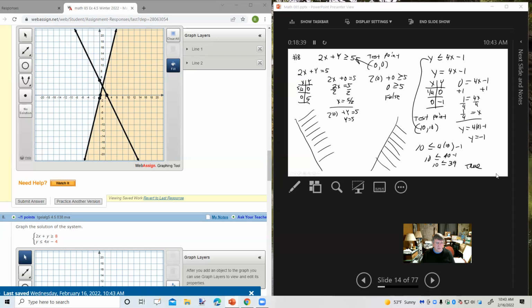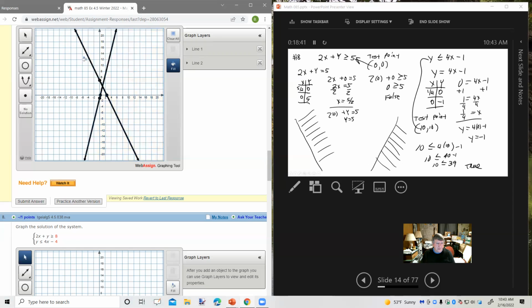Okay, so let's recap. This first line, we would shade above it. The second line, we would shade below it. So where do they intersect? Over here. So that would be the solution.